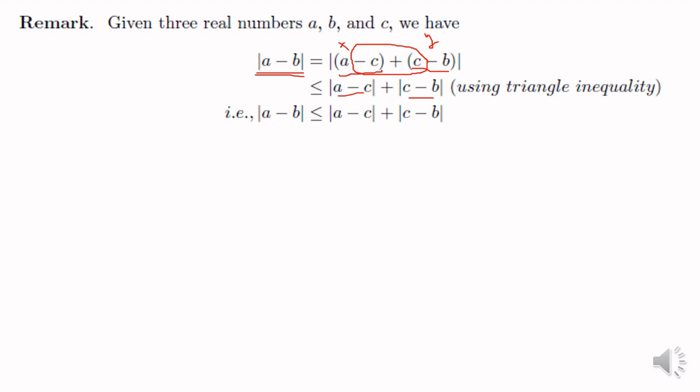Using the triangle inequality, I can write it as less than or equal to modulus of a minus c plus modulus of c minus b. That is what we got: modulus of a minus b on the left side is less than or equal to modulus of a minus c plus modulus of c minus b, where a, b and c are any real numbers.